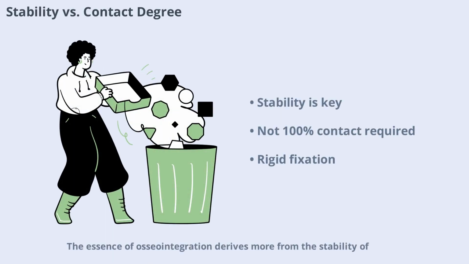The essence of osseointegration derives more from the stability of the fixation than the degree of contact in histologic terms. While the connection between bone and implant does not need to be 100%, the stability provided by the integration is what matters most. Clinically, asymptomatic rigid fixation of the implant is achieved and maintained during functional loading, ensuring long-term success.